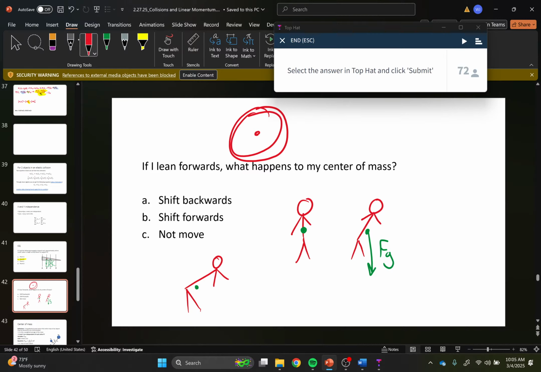So the other thing you all can do, if you are standing up and you want to lean forward, you kick your leg backward to keep your center mass above your leg. So this is why center mass is useful.